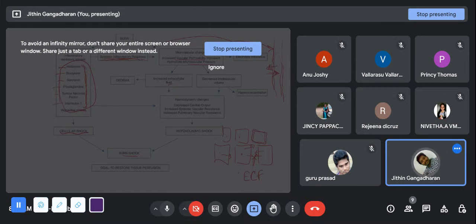So there will be an increase in the extracellular fluid, and once there is an increase in the extracellular fluid, it leads to edema. Right. So what happens? The intravascular fluid will be decreased, which means the fluid which should be present in the bloodstream will be decreased. When the fluid in the blood decreases, it decreases the cardiac output, right? Once the cardiac output is decreased, it will lead to hypovolemic shock.